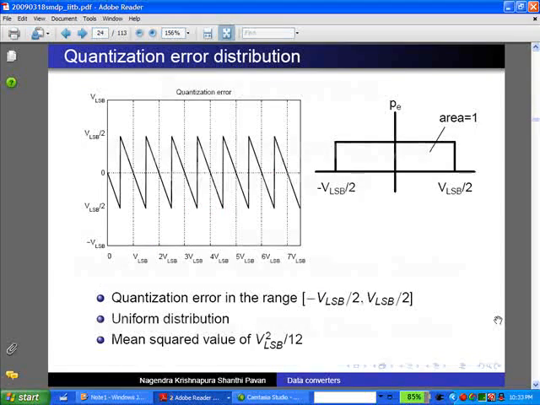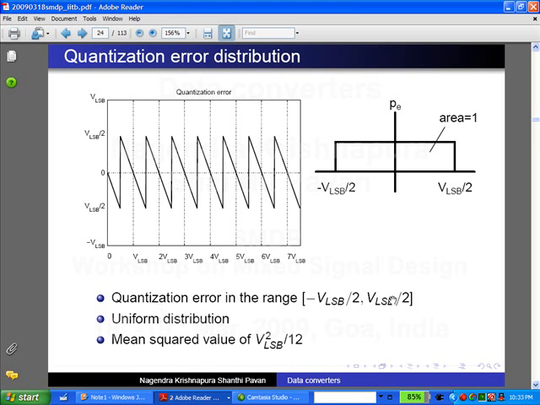So it keeps on going like this. As you increase the input, the quantization error magnitude increases, then it jumps to the other side, then it comes down to 0, then it increases again, jumps to the other side. This is what happens, right? So this is very easy to understand. So the quantization error is always in the range minus half VLSB to plus half VLSB.